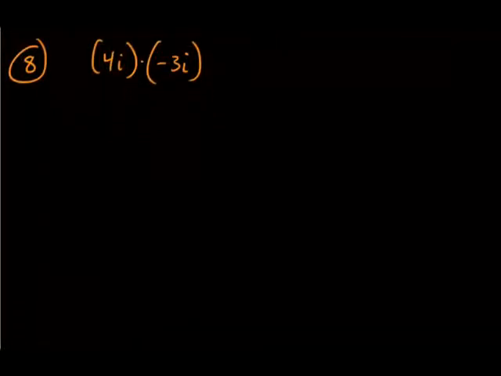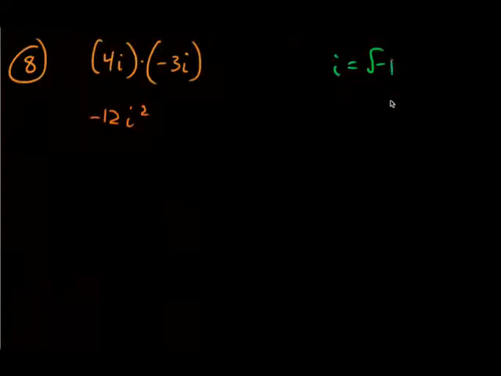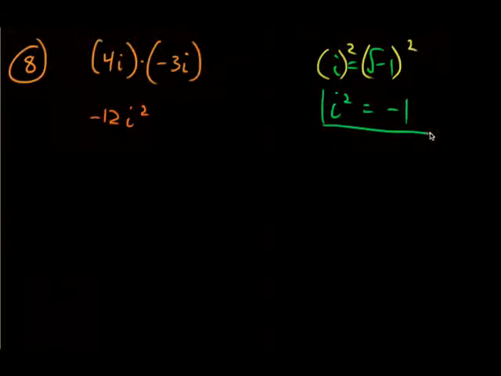Now problem 8 is a little bit trickier. We're multiplying two imaginary numbers. So what I'm going to do is multiply the coefficients of them, so to speak. 4 times negative 3 is negative 12, and i times i, as you might suspect, is i squared. Now, if i is equal to the square root of negative 1, well, if I square both sides of that, the square root cancels out, and I get i squared is equal to negative 1.